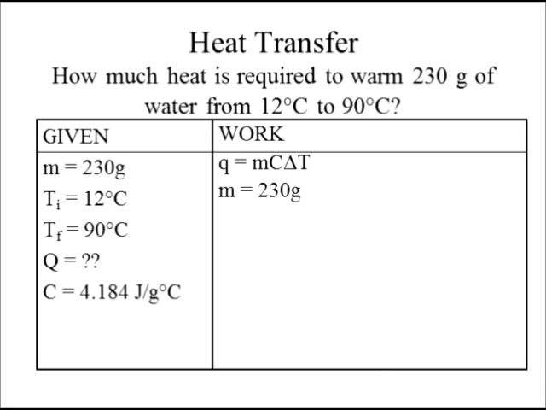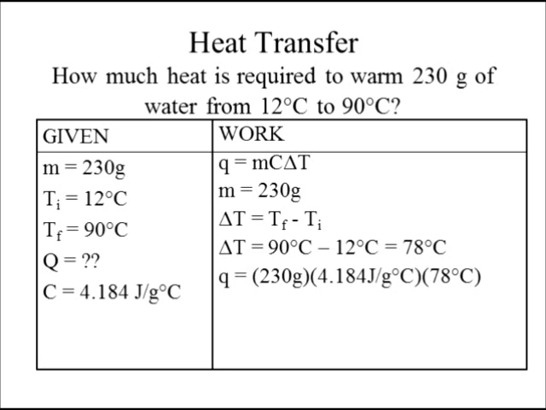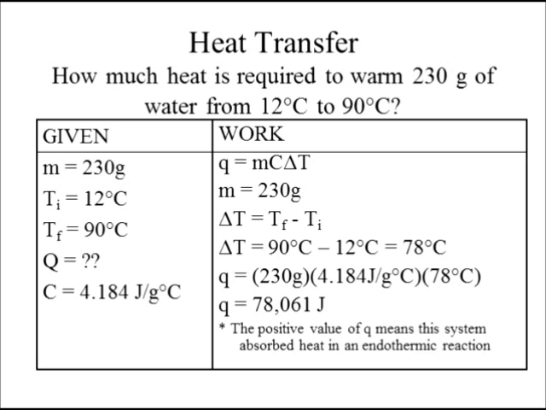Use my formula. Let's plug everything in. So final 90 minus my initial 12. So my temperature went up. So you can probably guess, this is going to be an endothermic reaction. It's going to absorb some heat. Plug everything in: 230 times 4.184 times 78, and I end up with my Q being 78,061 joules. Since it's a positive value, that means that it was an endothermic reaction. It absorbed heat.